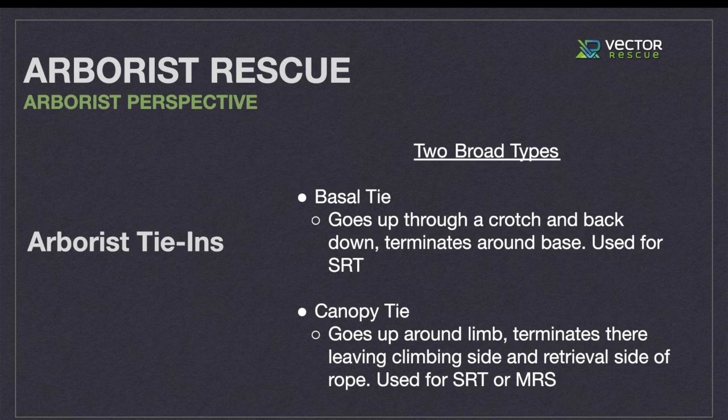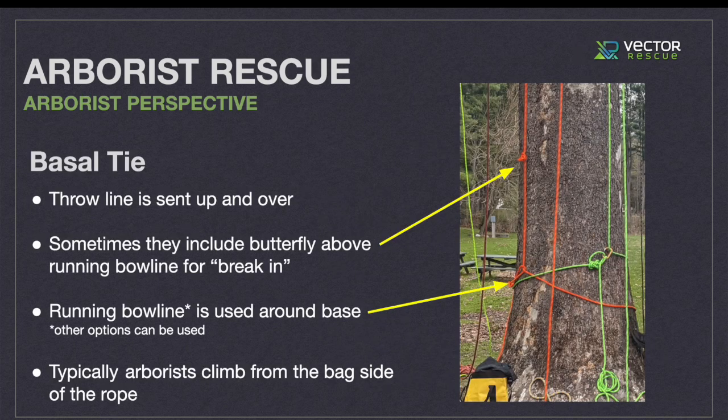The other option, again, generally is a canopy tie. Goes up around a limb or through a union. Sometimes it's terminated there. Sometimes it continues back down, and you have a moving rope system. But if it terminates there, it would be an SRT system, and that leaves both the climbing side and the retrieval side of the rope down on the ground. So I'll show you some pictures of both and some options for us. But those are the two basic types.